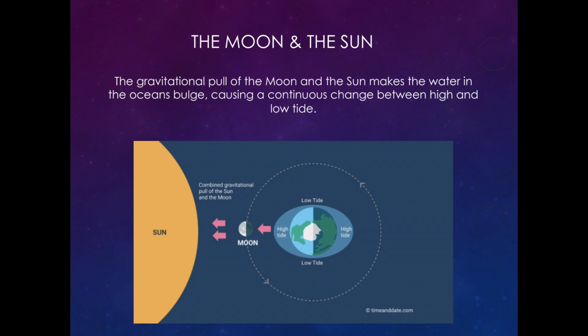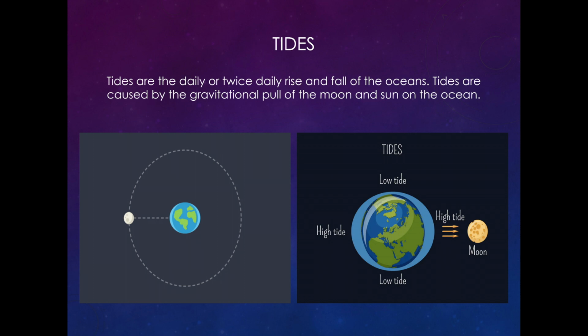The gravitational pull of the moon and the sun makes the water in the oceans bulge, get a little bit larger, causing a change between high and low tide. So it's the moon and the sun that really determine the tides, especially during full moons, when you have really extreme tide changes.